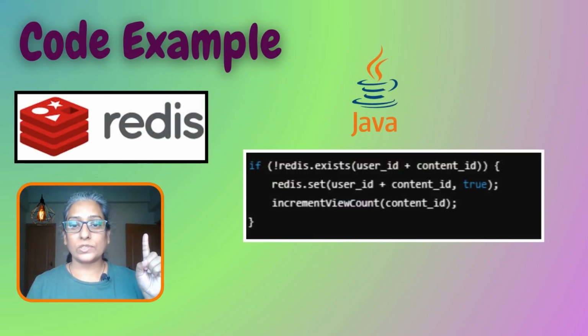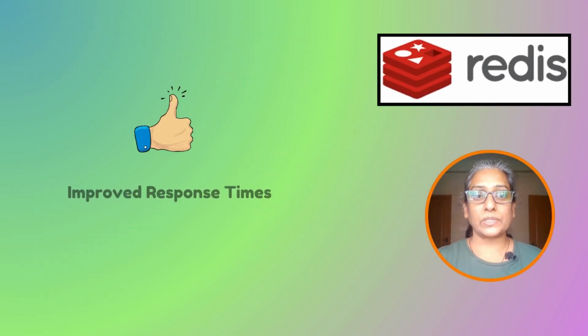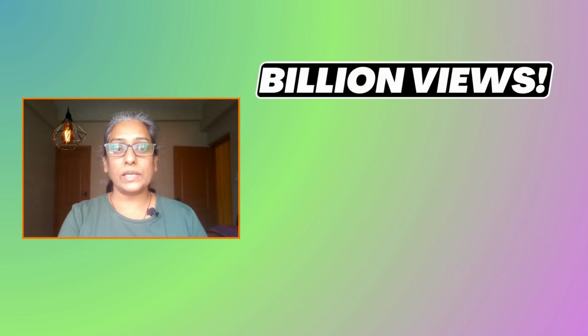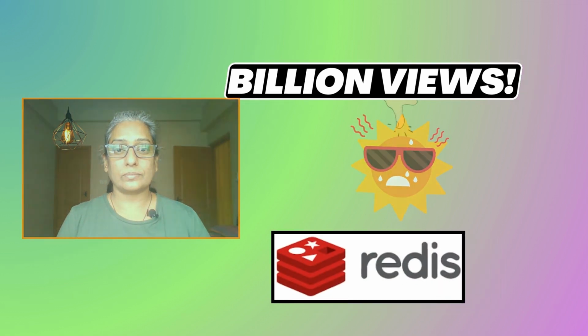Here is a sample code snippet for this approach. Redis speeds up response times and cuts down on database load by operating entirely in memory, making it incredibly fast. But as the views scale into the millions or billions, even Redis starts to feel the heat.